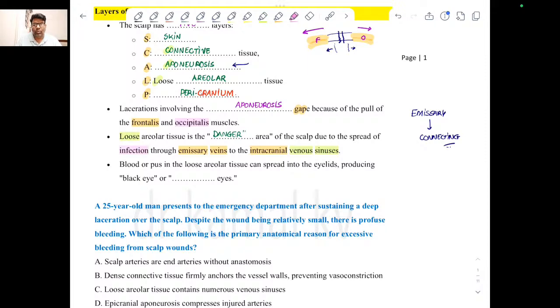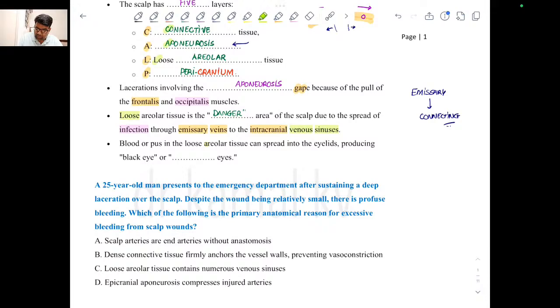So the infection can move inside the cranial cavity, and the loose areolar tissue also gives a way of spreading of either the blood or the pus, and then it can move into the eyelids, producing the black eye, also known as the raccoon eyes. So the blood can trickle into the eyelids. This trickling will produce a black eye or raccoon eyes. So this is again the importance of the loose areolar tissue.